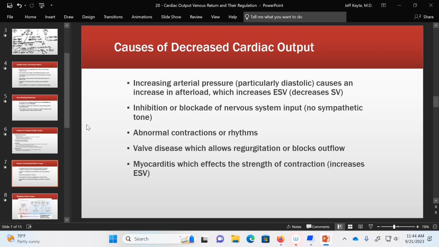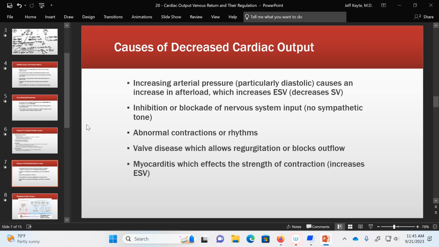Inhibition or blockade of the nervous system, so like no sympathetic tone, that's our spinal anesthesia that we talked about yesterday, okay? Or anesthesia of any kind that knocks out the central nervous system. Abnormal contractions or rhythms. Remember, we are dependent upon atria contracting first, ventricles contracting next in order to push blood forward. If we have abnormal contractions or abnormal rhythms that mess that up, well, obviously we're going to lose our cardiac output. Like ventricular fibrillation, the heart never really contracts. It just sits there and quivers, right? So we never get a stroke volume.